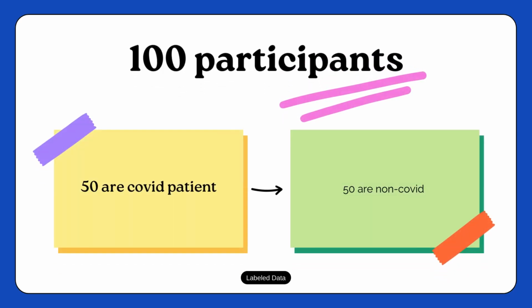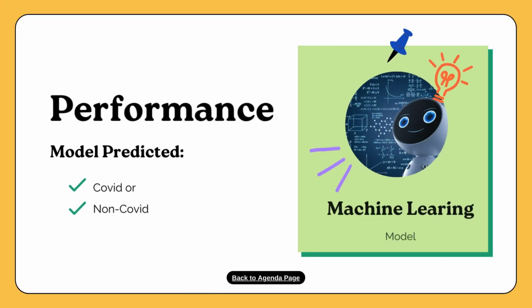So assume that we are training a machine learning model. For this training, we have a data set of 100 patients, where half of them are COVID patients and half of them are non-COVID patients. By providing some data about the patients, we want our machine learning model to be able to predict whether a patient has COVID or not. Okay, so we have trained the model, and now we are going to evaluate it.